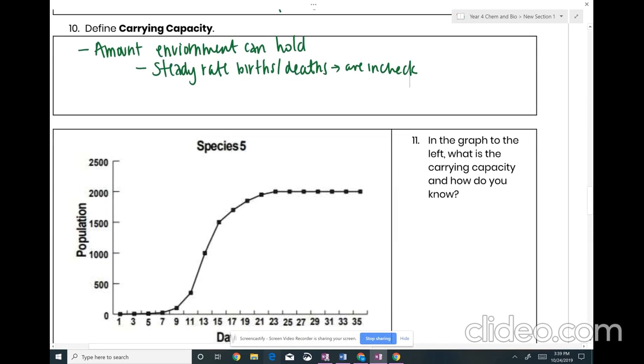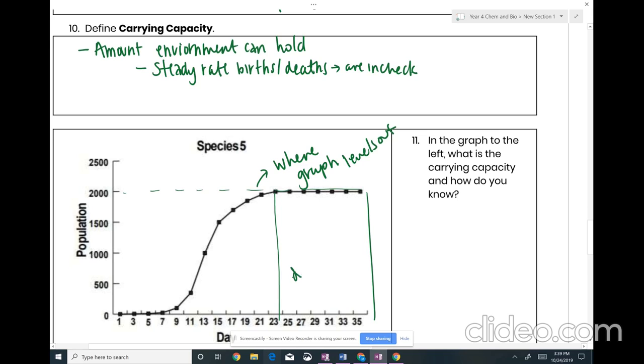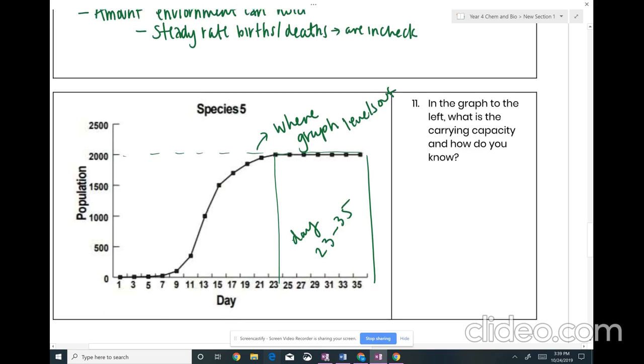Okay, on the graph to the left, what is the carrying capacity and how do you know? Right, so on this graph, what I'm looking for in carrying capacity is where the graph levels out. So that is what you're going to look for, where the graph levels out. This is where we hit the max that the environment can hold. So then I see where it starts and where it finishes, and I can say day 23 to 35, I hit that carrying capacity.